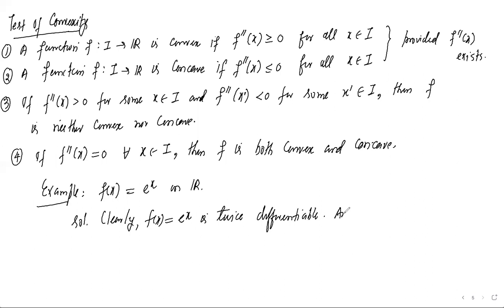So f double dash of x is equal to e power x, and we know that this is greater or equal to 0 for all x belonging to R. So thus, f of x is convex. In fact, f double dash of x equal to e power x is greater than 0 for every x belonging to R. So therefore, the function is convex. Now, similarly, example number 2.